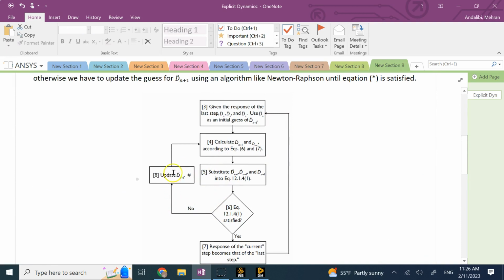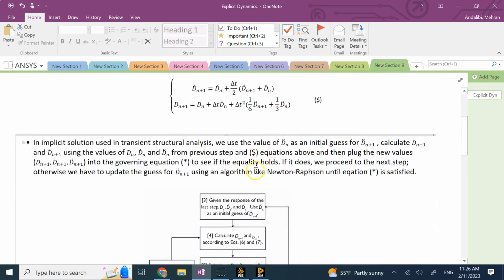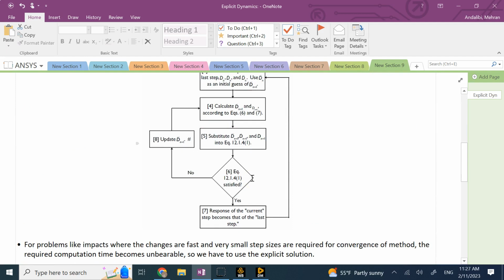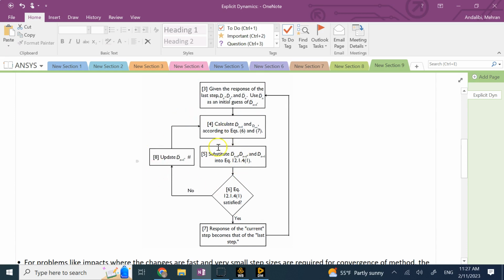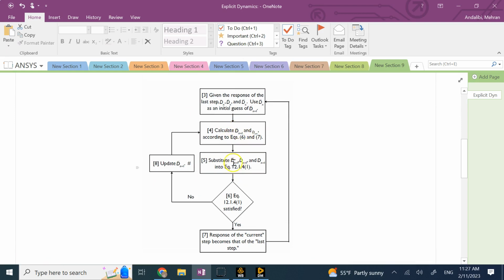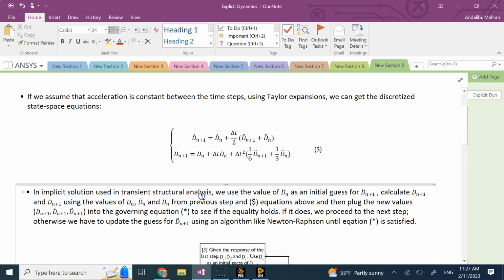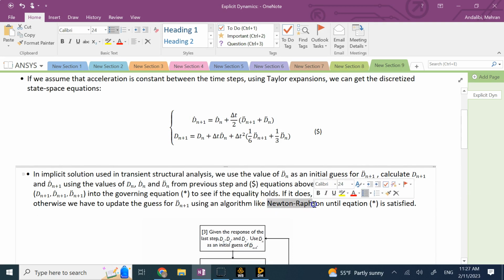So what you have is a loop here. If the equation is not satisfied, you have to update your guess for d double dot n plus 1 and keep recalculating, keep plugging into the star equation until the equality holds. Then my guess is correct, then I can go to the next iteration. So you see, here you have a loop within another loop, and this method of calculating d double dot n plus 1 by guesses and updating is what we call implicit solution. Because I don't have a number for it, I'll keep updating it until I get something. And the update algorithm could be something like a Newton-Raphson algorithm.